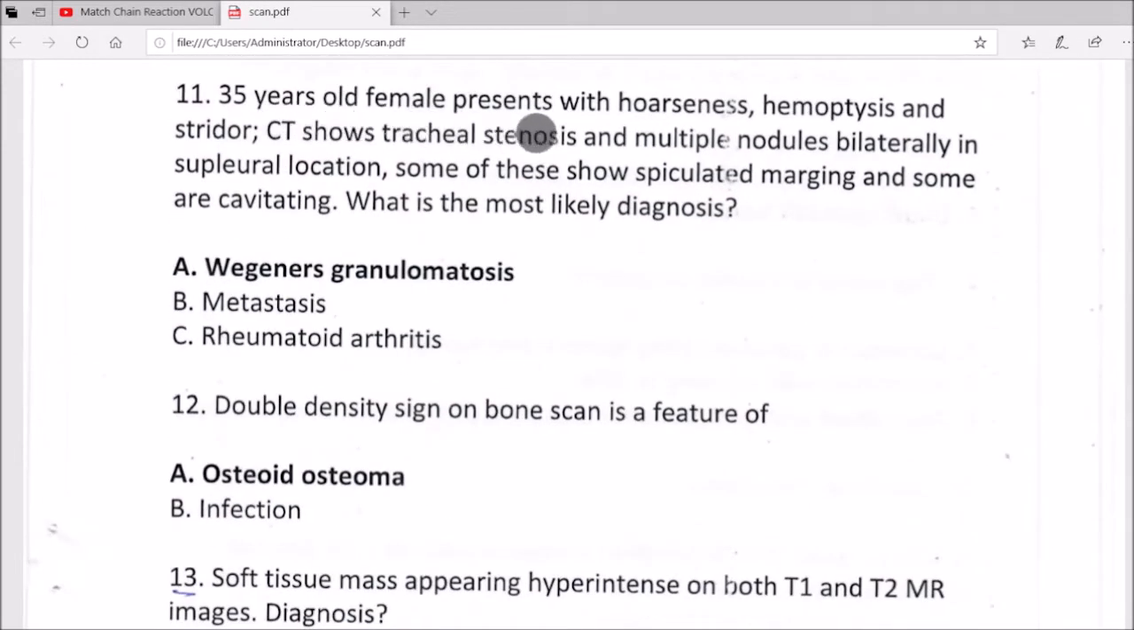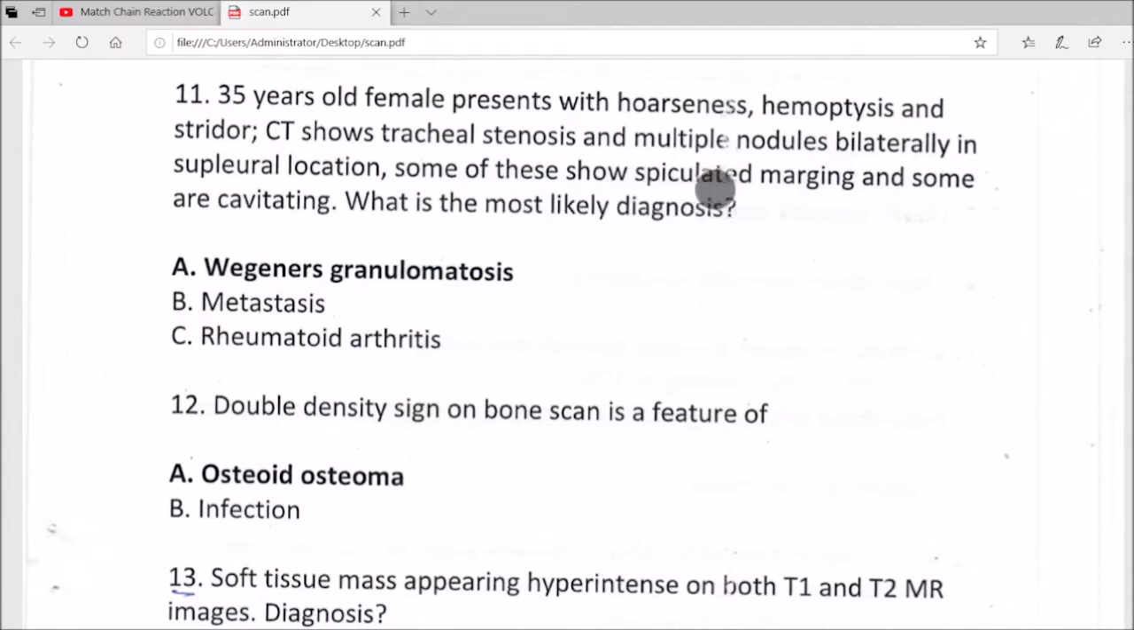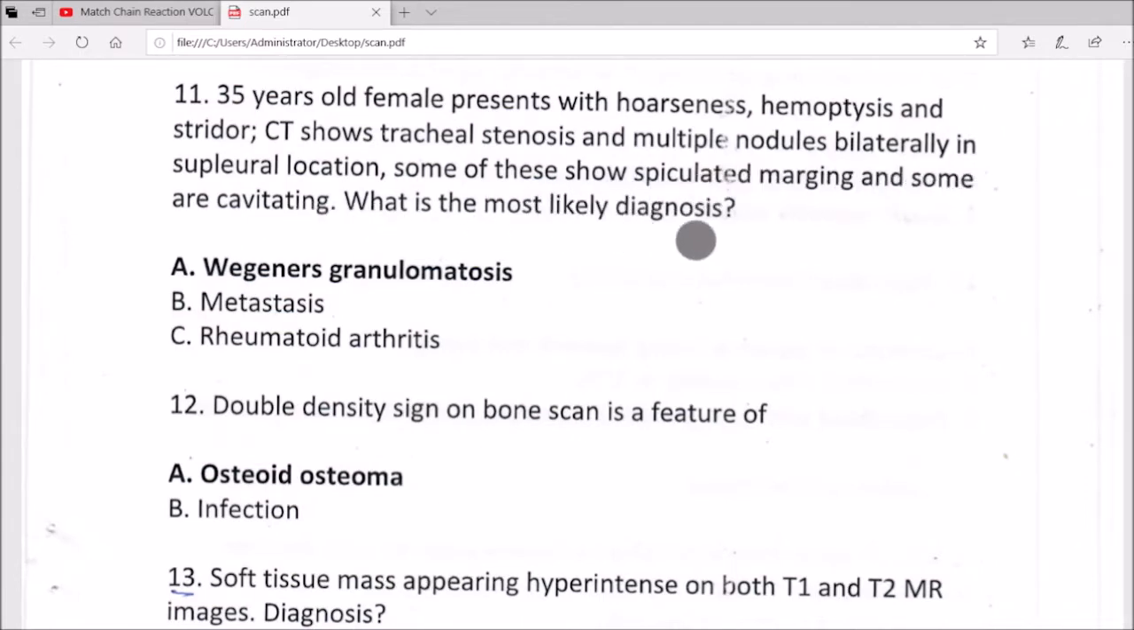11. A 35-year-old female presents with hoarseness, hemoptysis, and stridor, with subglottic stenosis and multiple bilateral nodules in a superior location, some of which show spiculated margins and some are cavitating. The most likely diagnosis is granulomatosis with polyangiitis.